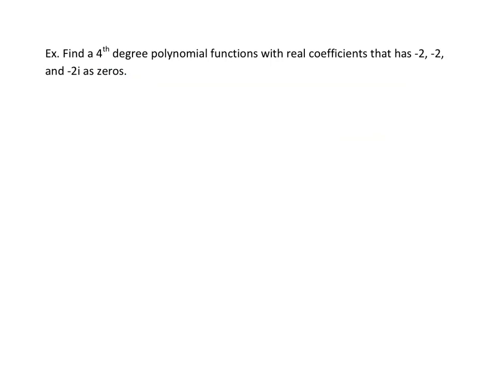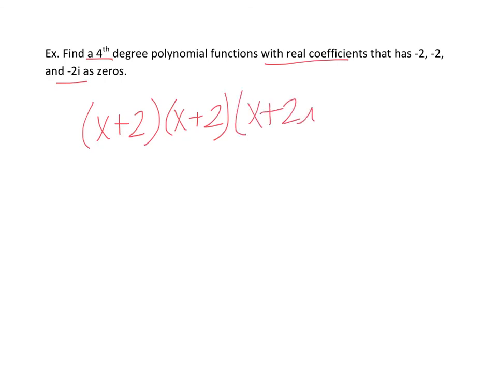Find a 4th degree polynomial, so I'm looking for 4 factors, with real coefficients, that's just standard, with roots of negative 2, so that's going to be x plus 2 as a factor, negative 2 again, x plus 2 as a factor, and negative 2i. Well, if negative 2i is a 0, so that's x plus 2i. I also know that 2i is a 0, so x minus 2i is also a factor.